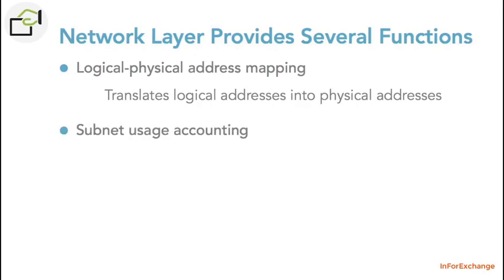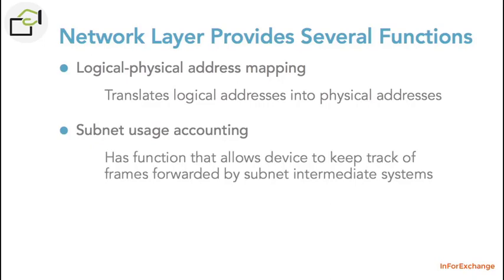Finally, we've got subnet usage accounting. Basically, subnet usage accounting is the function that allows the network layer to keep track of frames as they're forwarded by a specific subnet intermediate system. By keeping track of the frames that are forwarded by each intermediate system, the network layer is able to use this to produce billing information that can in turn be handed over to a company to charge them for data usage or bandwidth or something like that. Much like what your cellular provider will do when it comes to how much internet you're allowed to have each month.